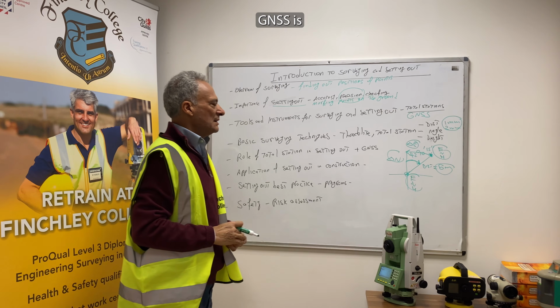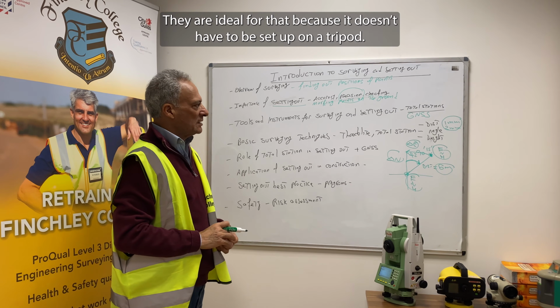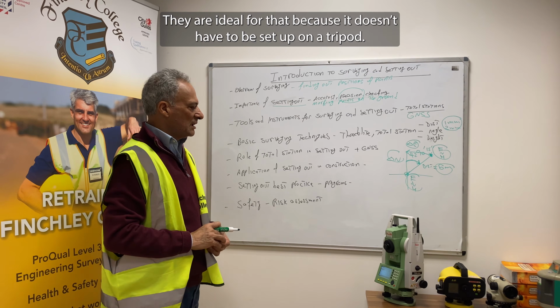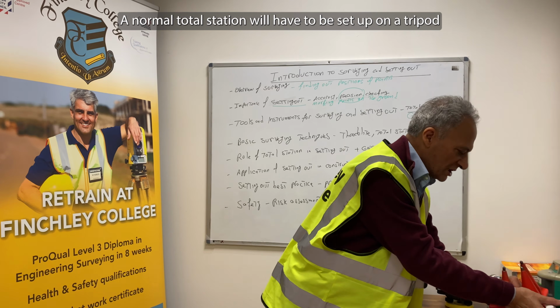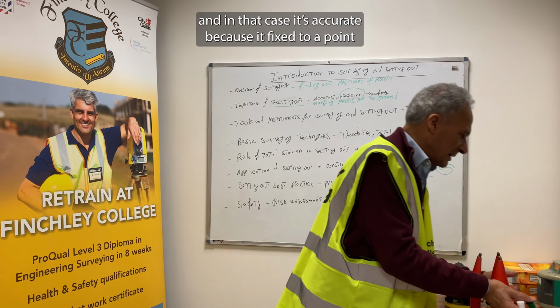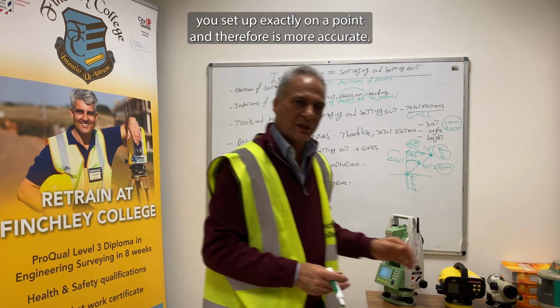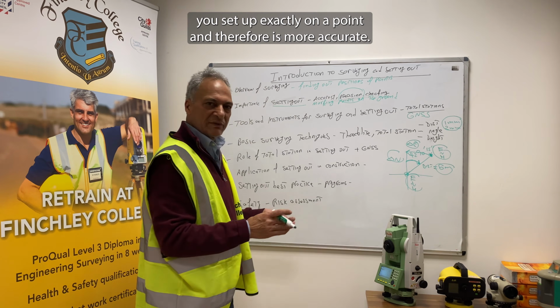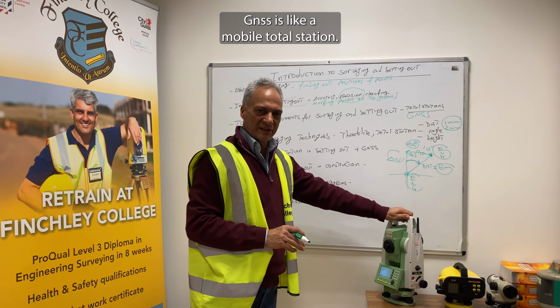GNSS is a tool that we use mainly for land surveying. They are ideal for that because it doesn't have to be set up on a tripod. A normal total station will have to be set out on a tripod. And in that case, it's accurate because it's fixed on a point, it's set up exactly on a point, and therefore is more accurate. GNSS is like a mobile total station.